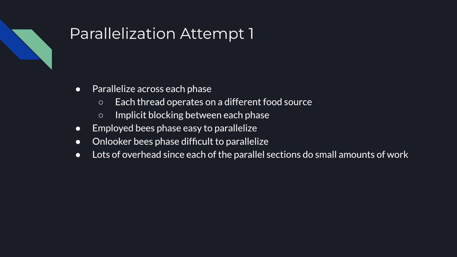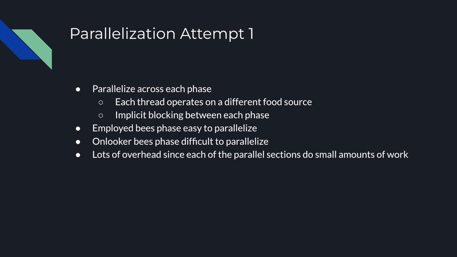In the first way, we parallelized across each phase. The employed bees phase was easy to optimize since every bee visited a different food source. There is no sharing or overlapping of the data in this phase, so each thread can operate independently. However, the onlooker bees phase was more difficult to optimize.